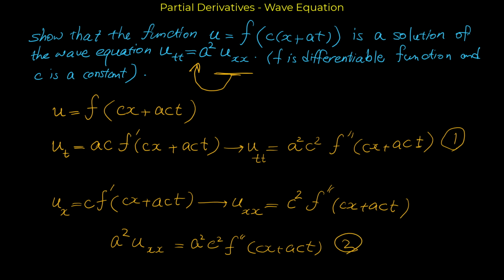By comparing equations 1 and 2, we can see that utt, this expression, is equal to a squared uxx. So we prove that the given function is a solution for this equation, which is famously known as the wave equation.